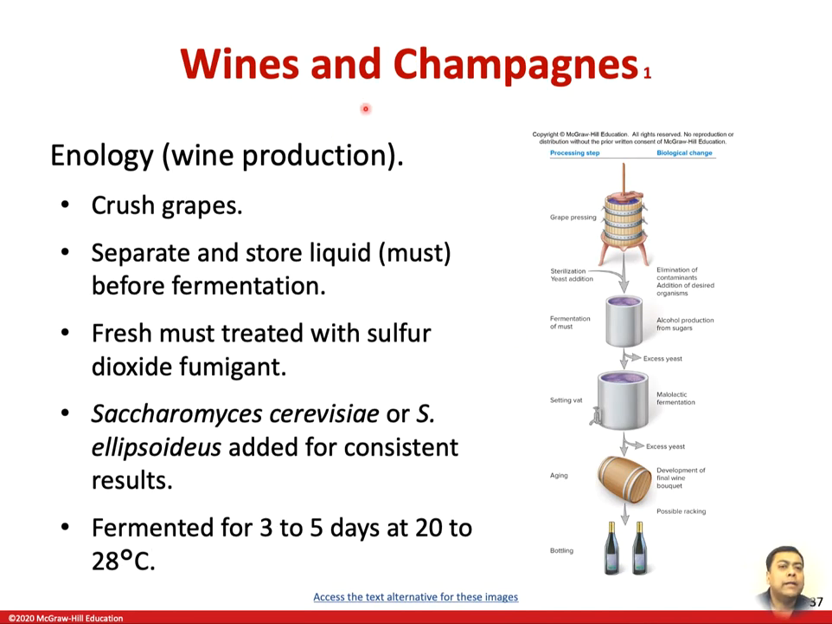Next, we are looking at wine and champagne production, and wine production is known as enology. Initially, we crush the grapes and separate the liquid, and the fresh must is treated with sulfur dioxide fumigant. Then Saccharomyces cerevisiae or ellipsoideus is added and fermented for about 3 to 5 days. Wine contains about 10 to 14% alcohol, and at about that percentage of alcohol, it will automatically kill the yeast that produces it.